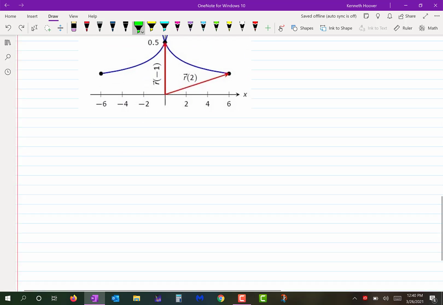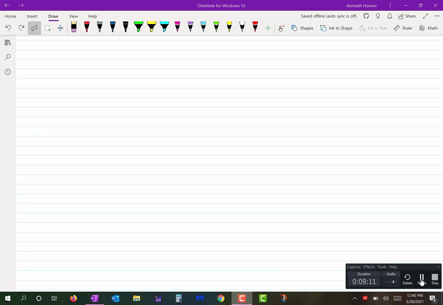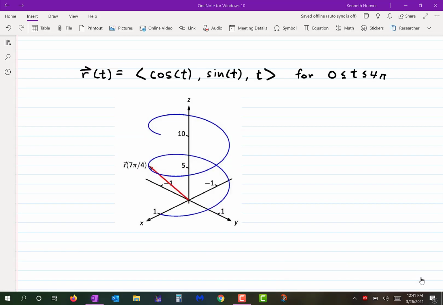Okay, here's an example of one in 3 dimensions. R of t equals the vector cosine t, comma, sine t, comma, t, where t goes from 0 to 4 pi. And you see what you get is a spiral. Well, they've drawn one of the vectors as an example, r of 7 pi over 4, drawn in red. And then to graph the whole function, they've drawn in blue the terminal points of all of the vectors.